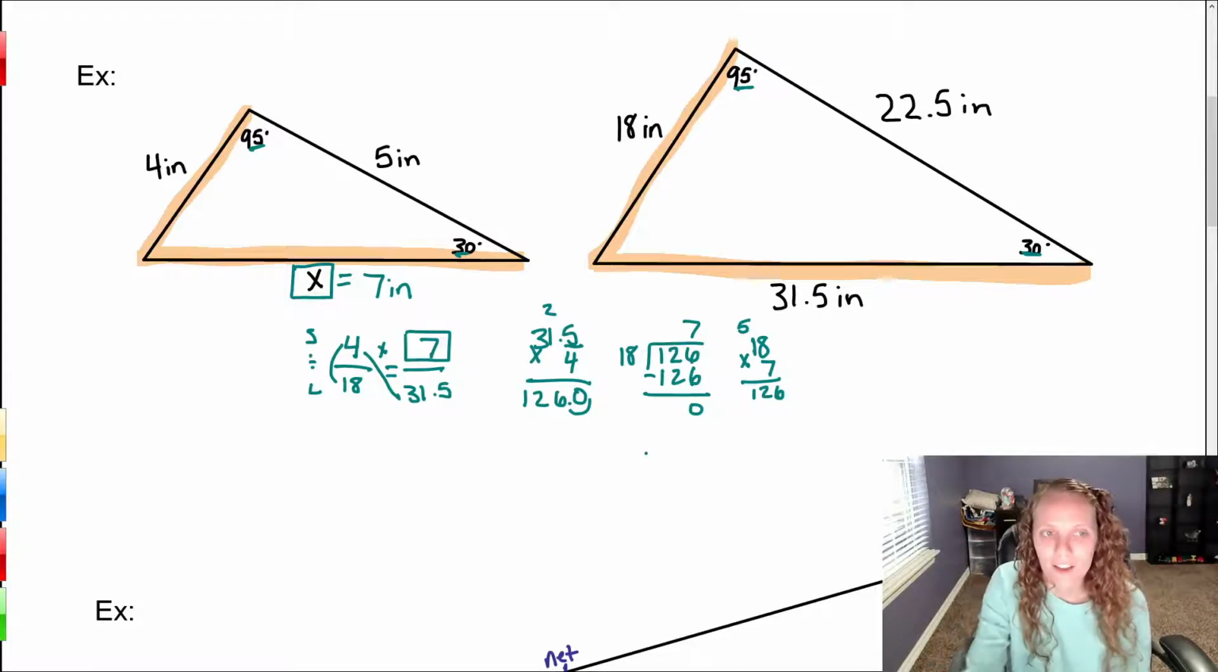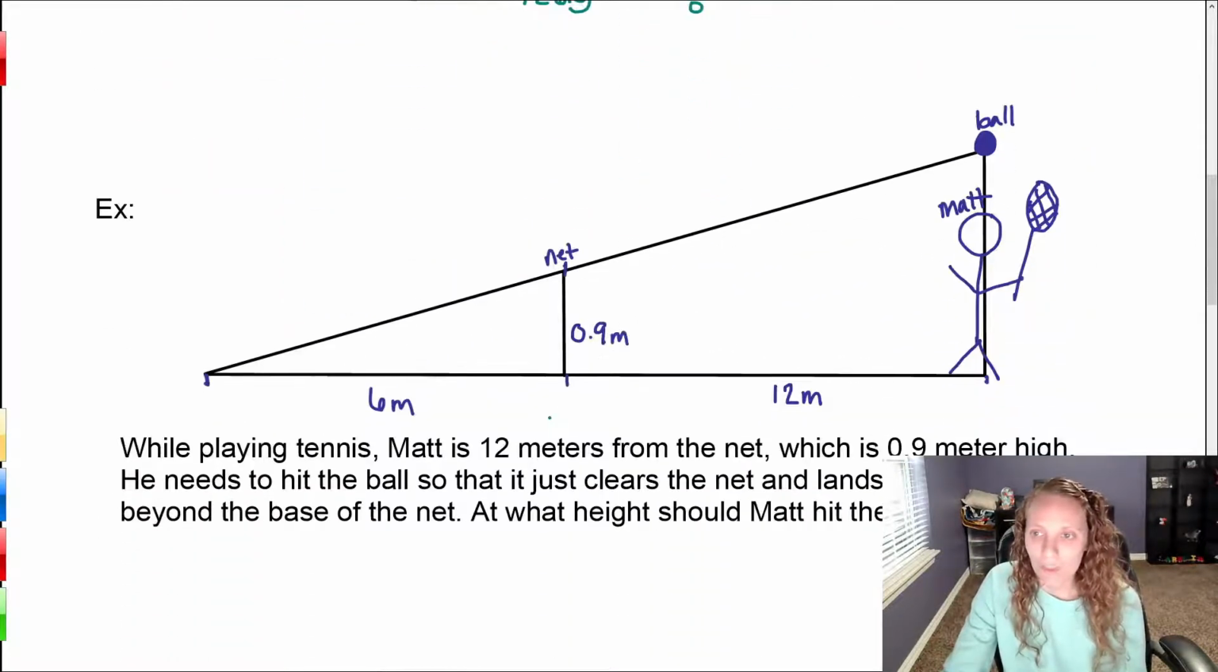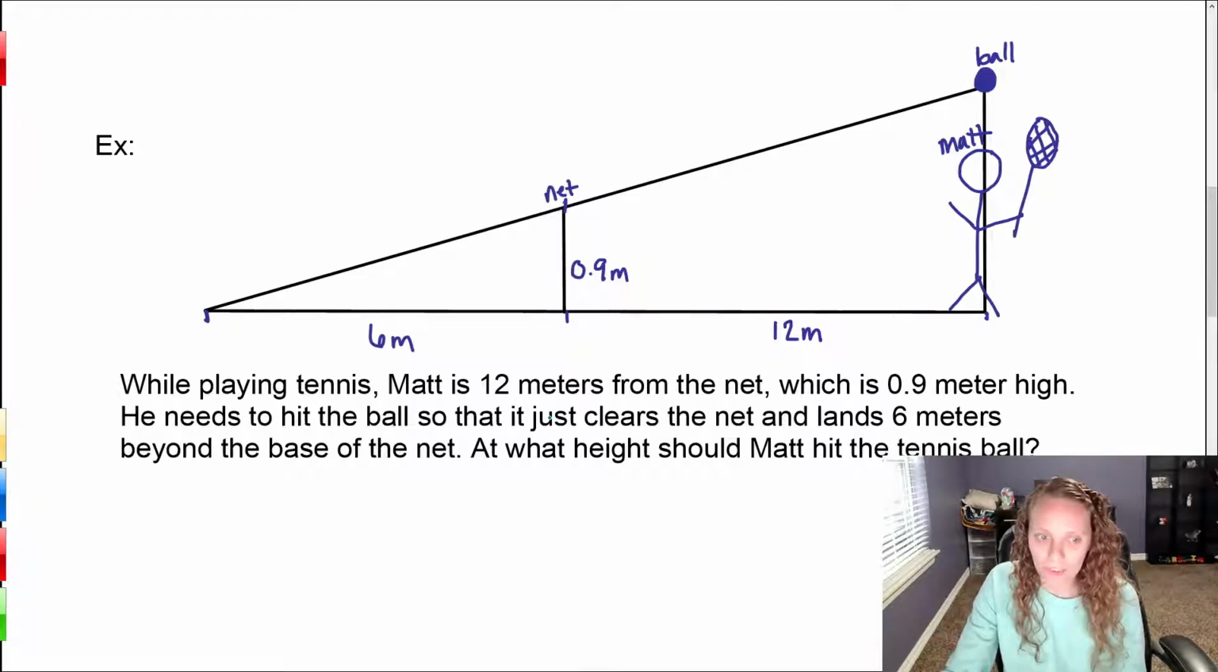This was from 7th grade math. The next problem is going to be from our 8th grade math textbook. So we have an example with two similar triangles.